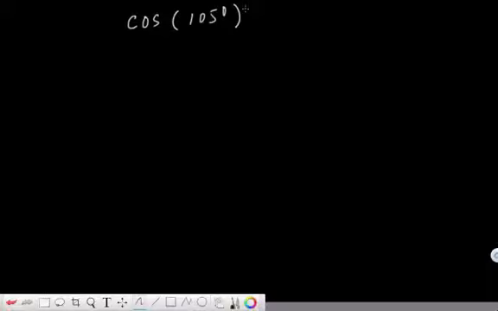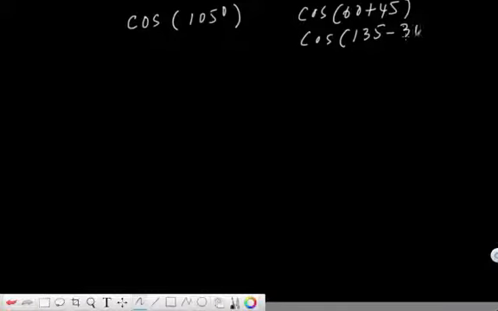Now let's work on another problem. Let's calculate cos 105 degrees. There are two ways you can calculate this: using the sum formula and say cos of 60 plus 45, or you can use a difference formula and say cos of 135 minus 30. I will solve this using the difference formula just for illustration sake.